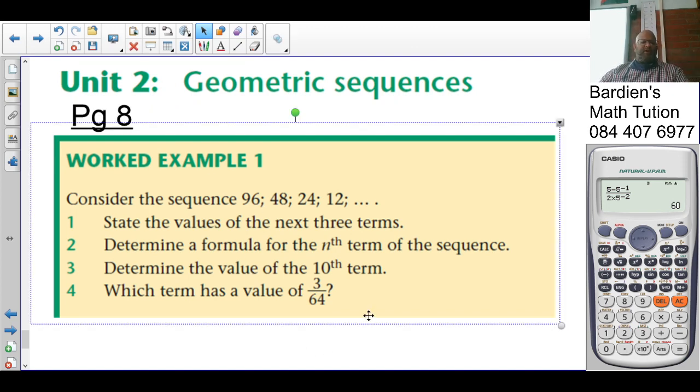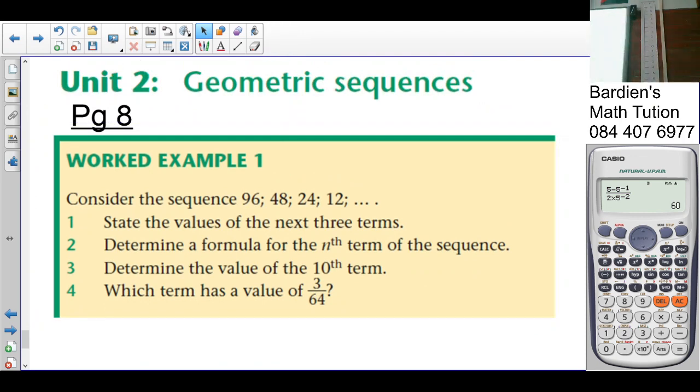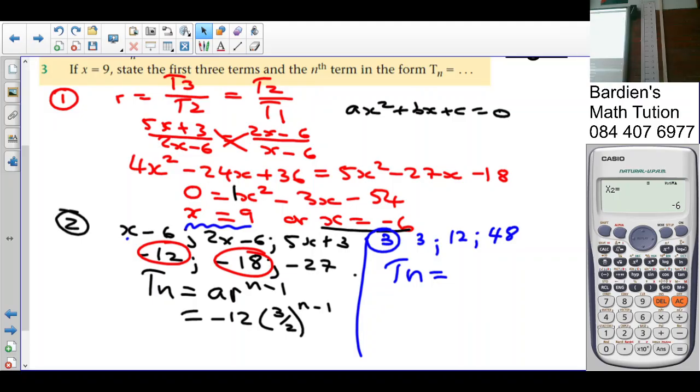So, worked example 1 on page 8. But firstly, just to refresh your memory, what's the general term for a geometric pattern? And when is something a geometric pattern? It has a common ratio. Okay. So the general term of a geometric pattern is A R to the n minus 1. That's the general term of a geometric pattern or sequence.